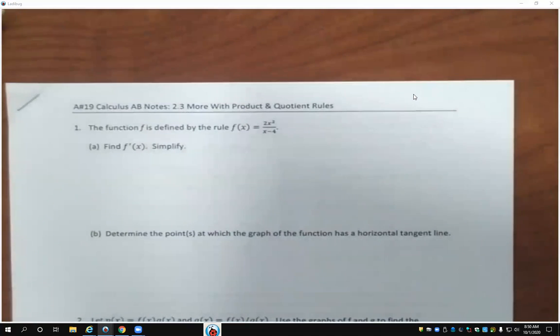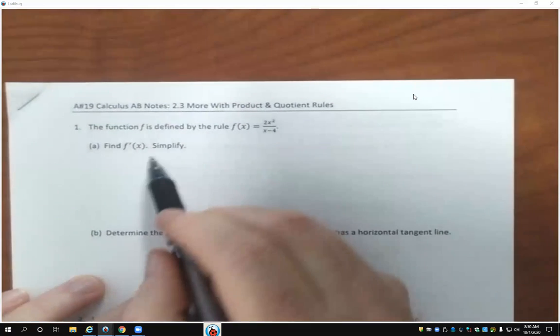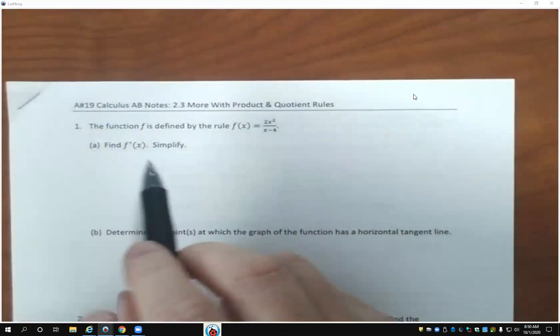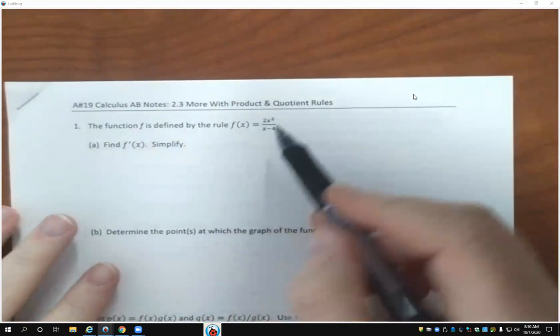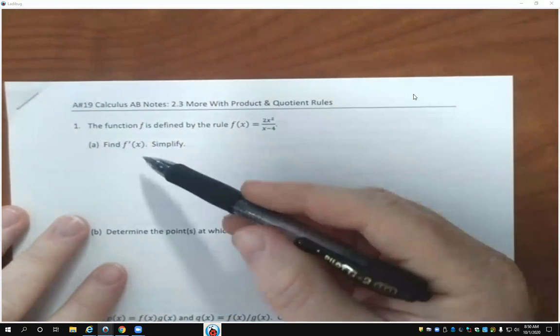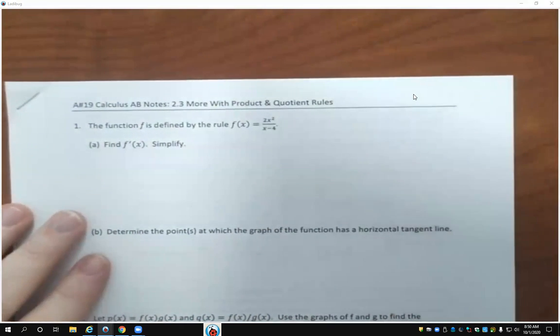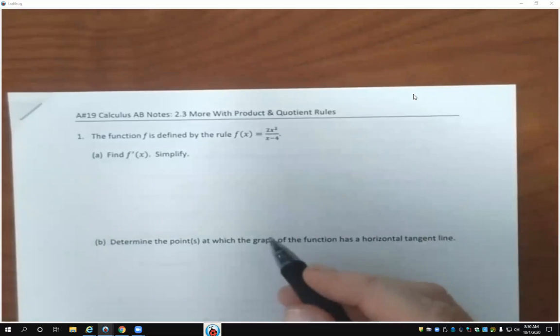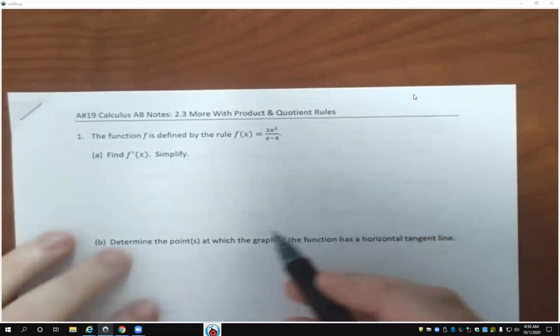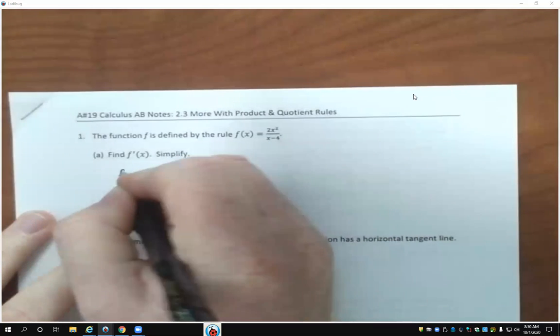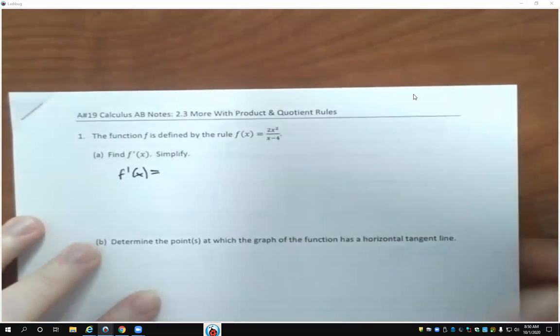Okay, so the first one here says, the function f is defined by the rule f of x equals 2x squared over x minus 4. Find f prime of x and simplify. Obviously if it says simplify, you do have to do all the algebra. All right, so let's go from here.